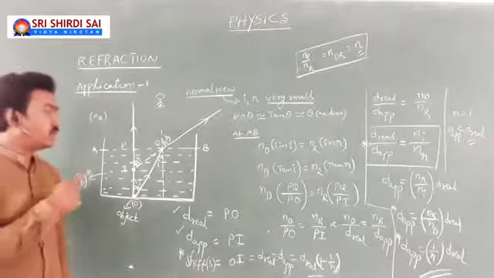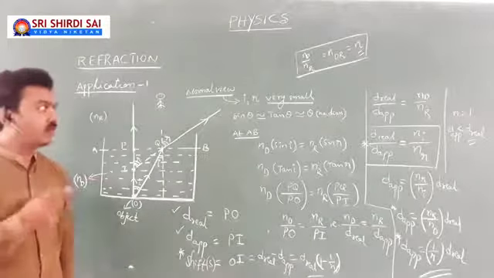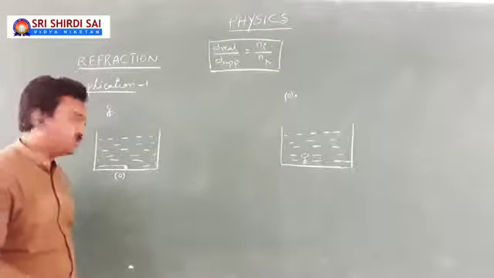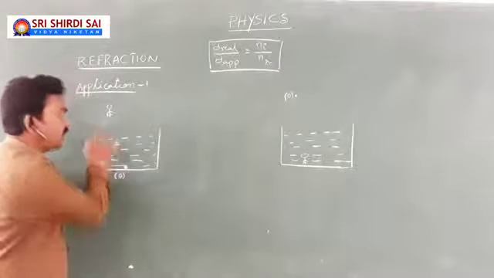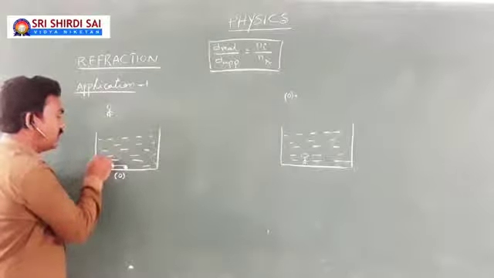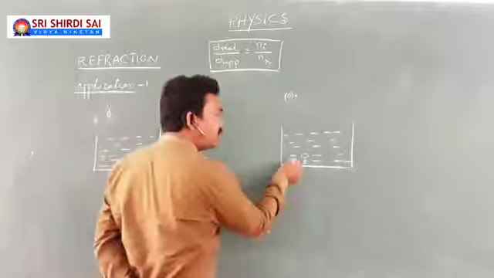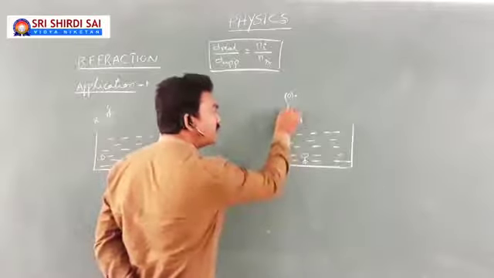The conclusions are very important. The concept is very important. Now we go for once look at the board. Now I am going to conclude the two cases. What is the first case? Object in denser medium, observer is in rarer medium. Second case, observer in denser medium, object is in rarer medium.